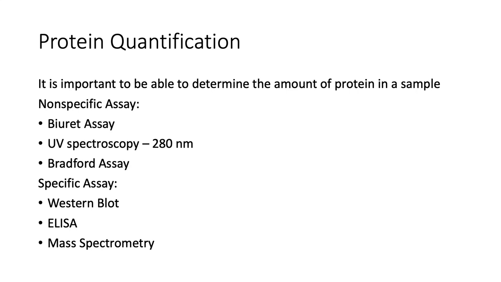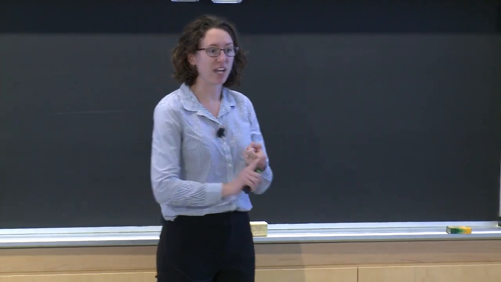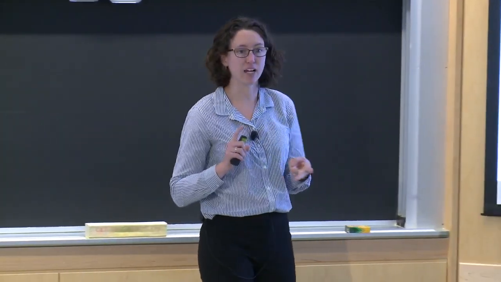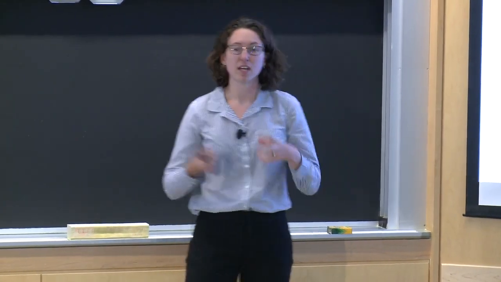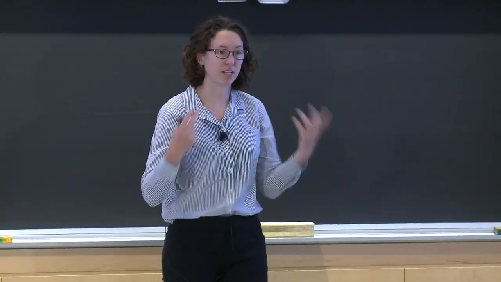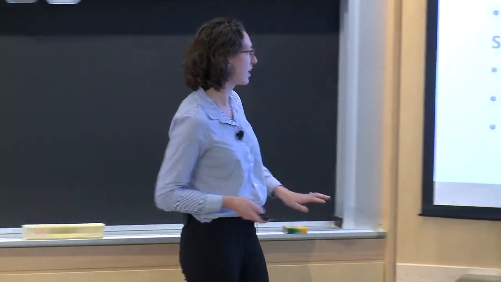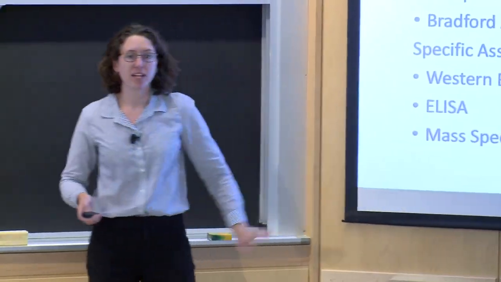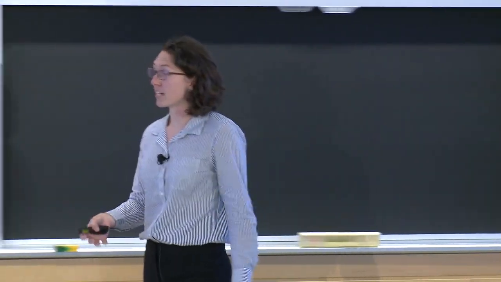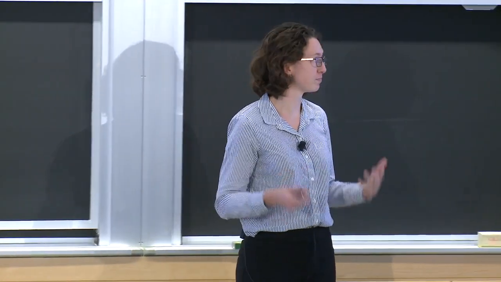And the Bradford assay is actually the one that we're going to do in lab, so we'll talk about that more in a second. And if you want to identify the amount of one specific protein, you can do protein-specific assays such as a Western blot or an ELISA. And those use antibodies to select for specific proteins. And then you can either attach a fluorescent tag to the protein or a color-changing tag. So when the antibody matches up with your protein, you get a color change or some light that you can quantify. And you can also use protein mass spectrometry to quantify specific proteins also.